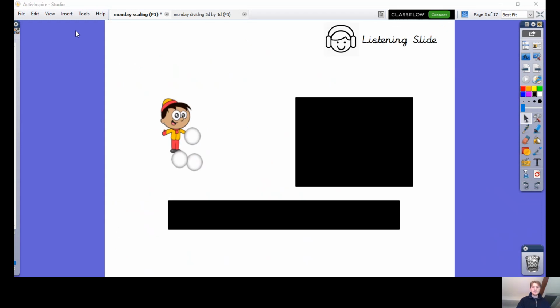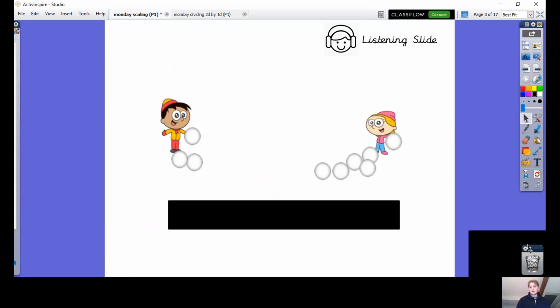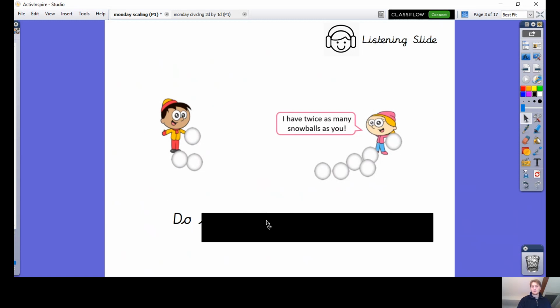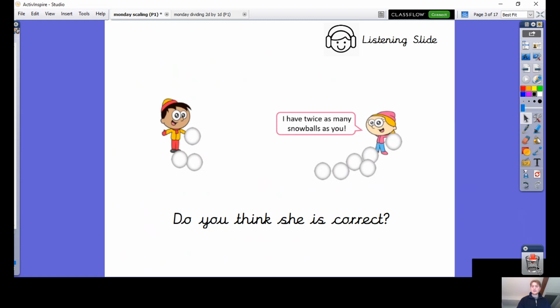As you can see here, this is a listening slide, so pencil down and eyes on the screen. Look at this boy here. We can see that he's made 3 snowballs. This girl here says she has made twice as many snowballs as the boy. Okay, have a think quickly. Don't write anything down. Just have a think. Is she correct? Maybe count the snowballs to help you.